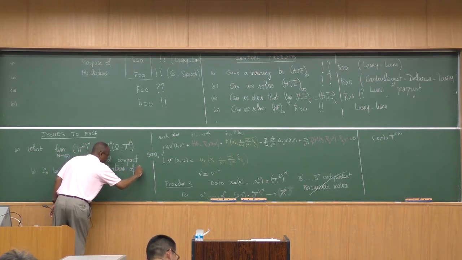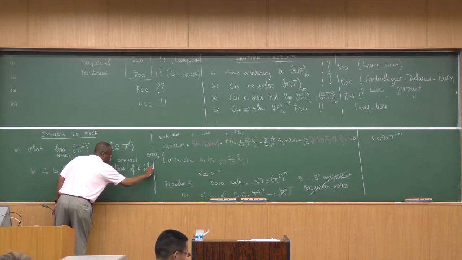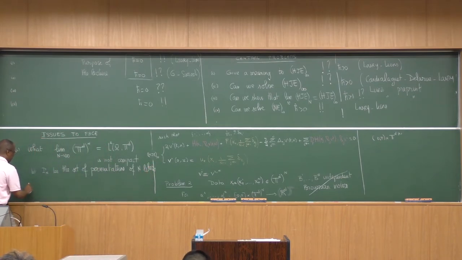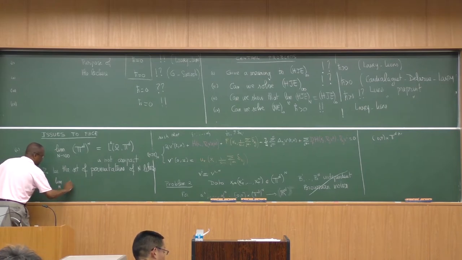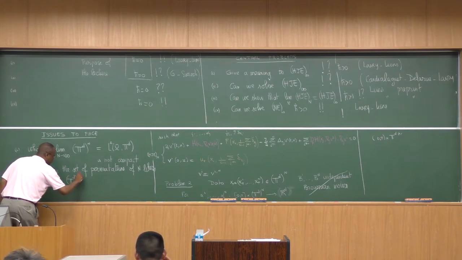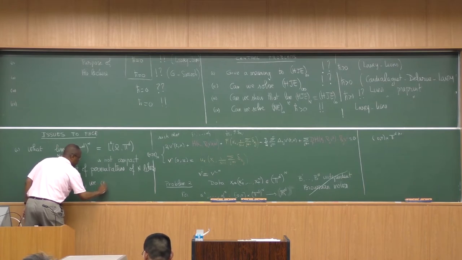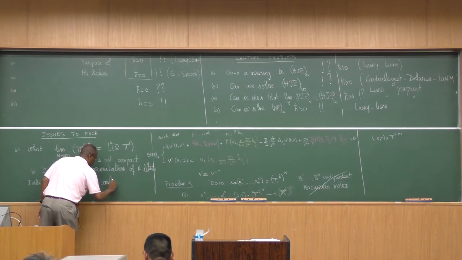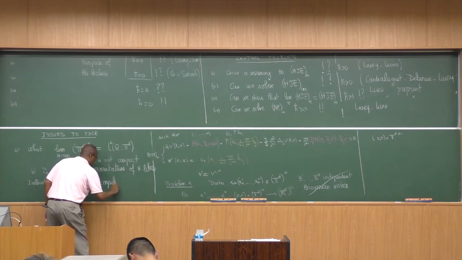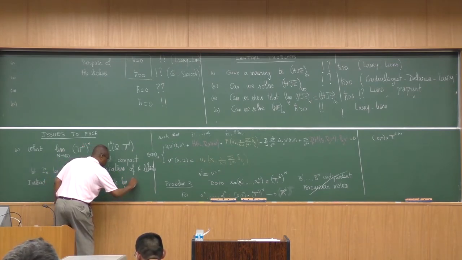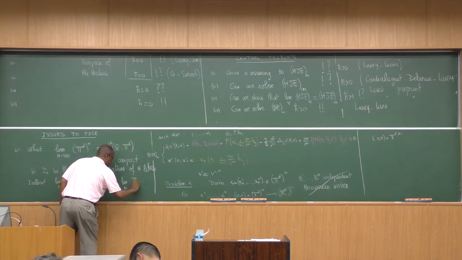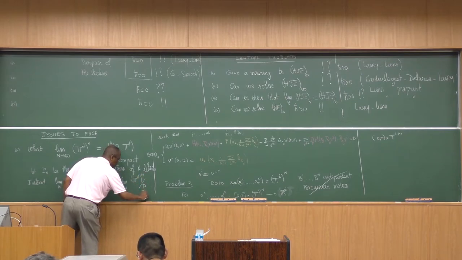Of n letters. Instead of the limit when n goes to infinity, td to the n, we'll compute the limit when n goes to infinity of td to the n divided by the set of permutation of n letters.